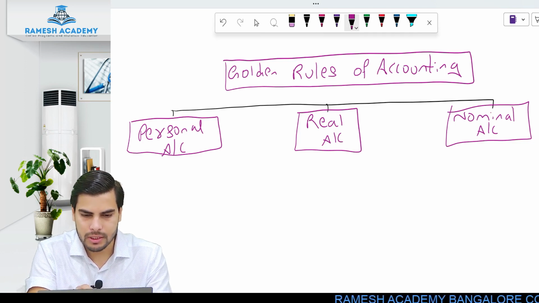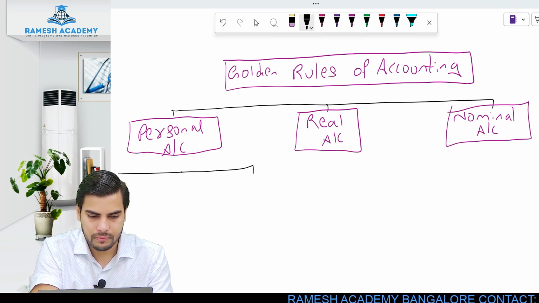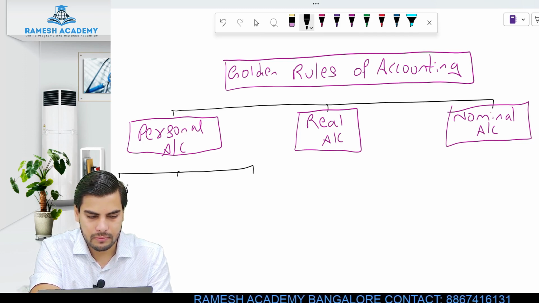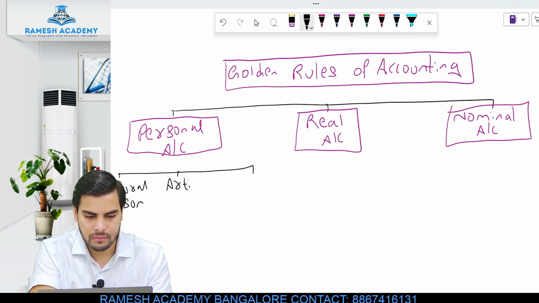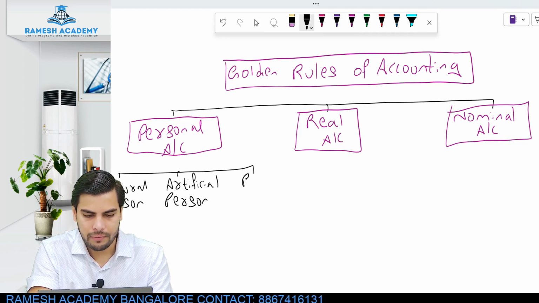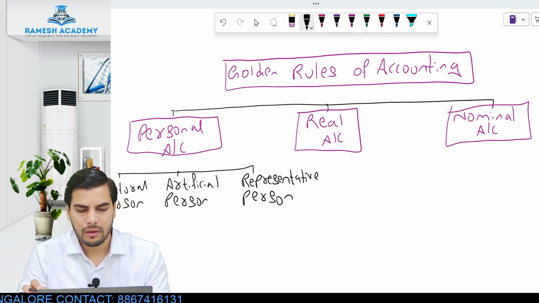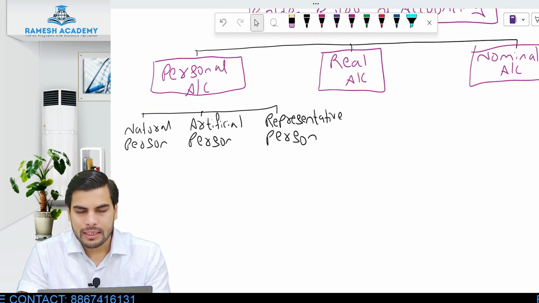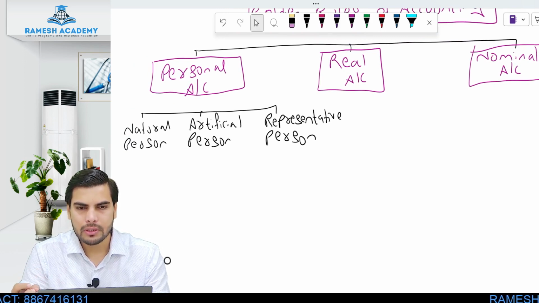Okay, so let's talk about this. So this can be further classified as natural person, artificial person, and finally we have got representative person. Clear? Okay, let us understand who exactly is a natural person, who exactly is an artificial person, and when exactly will we be considering somebody as a representative person. Okay, so first thing is natural person.